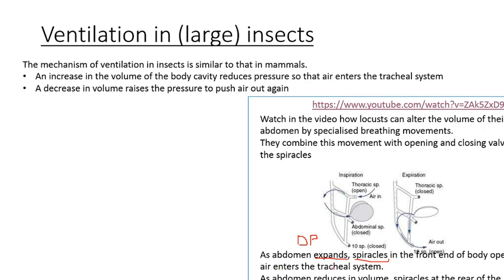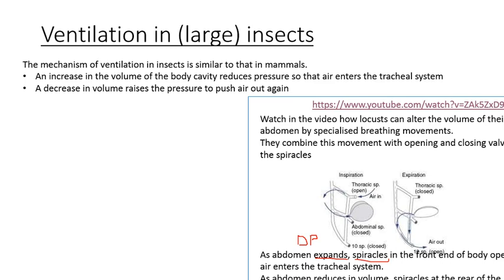Great. Air into the tracheal system. Those larger insects now have oxygen. Opposite, if they reduce the abdomen's volume, so it looks like they're breathing out, what they've done there is decrease the volume, so increase the pressure inside the abdomen. The pressure inside the abdomen will now be larger than the external environmental pressure, open some spiracles at the rear of their body, and air leaves.